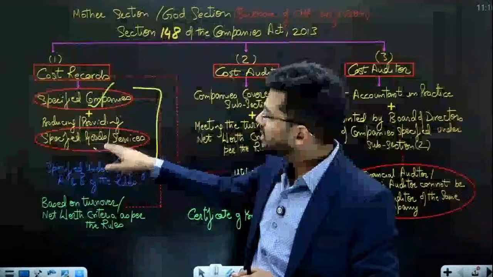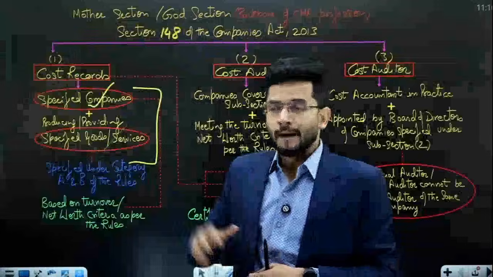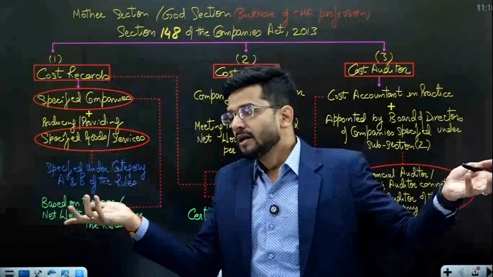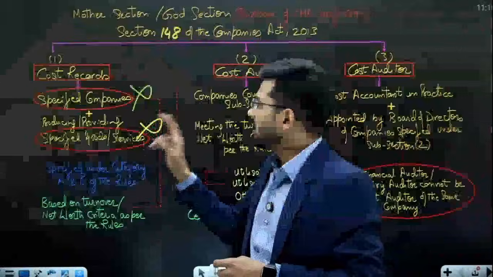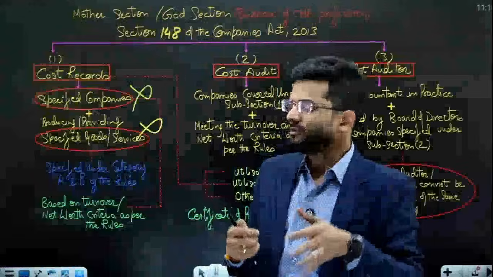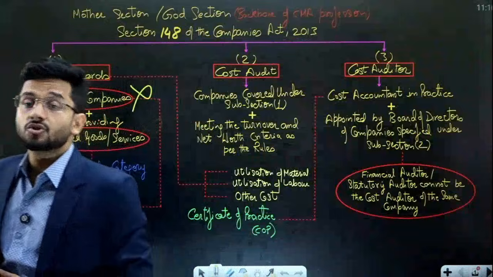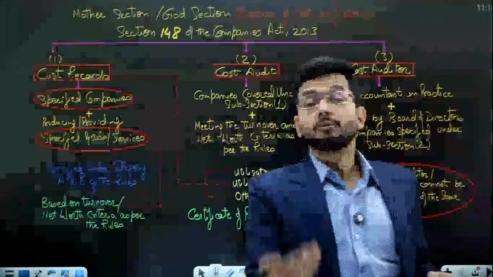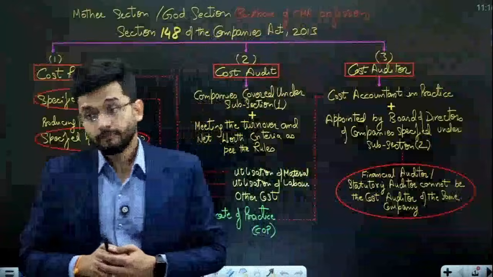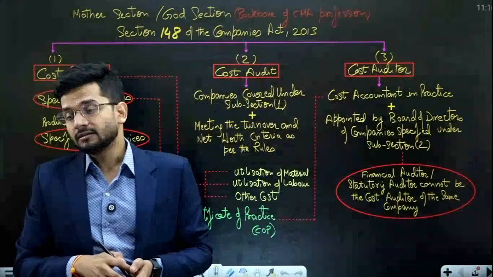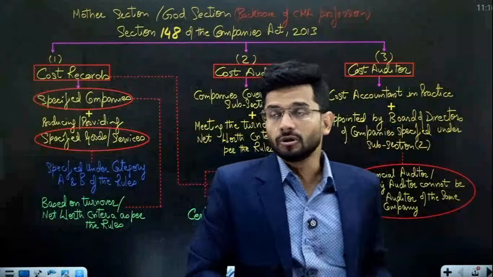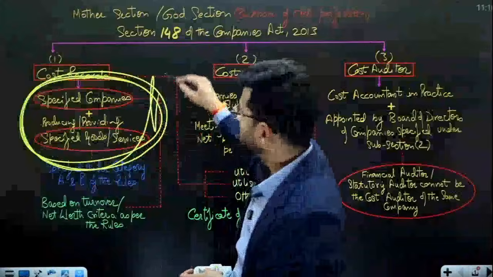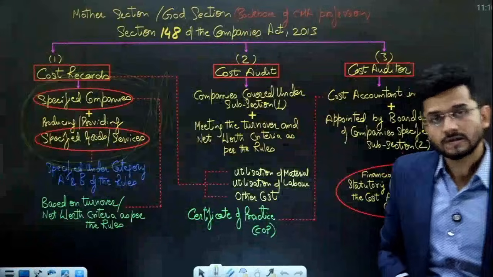So only if you fulfill these two conditions will you be mandatorily required to prepare cost records. So can we voluntarily prepare cost records? Answer is yes. Even if you don't meet these standards, you can prepare your cost records. No problem in that. The government is not stopping you. Please go ahead, prepare your cost records. It will be beneficial for you. You will be able to analyze your cost really well. But mandatorily, the government has described only these companies which are required to prepare their cost records.